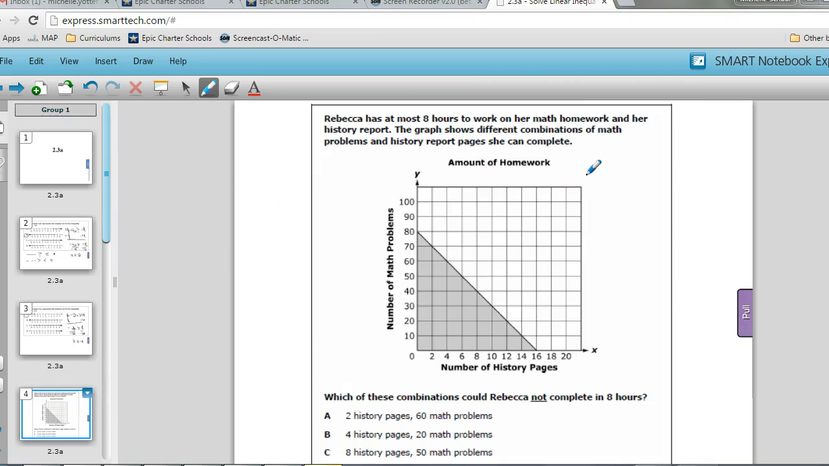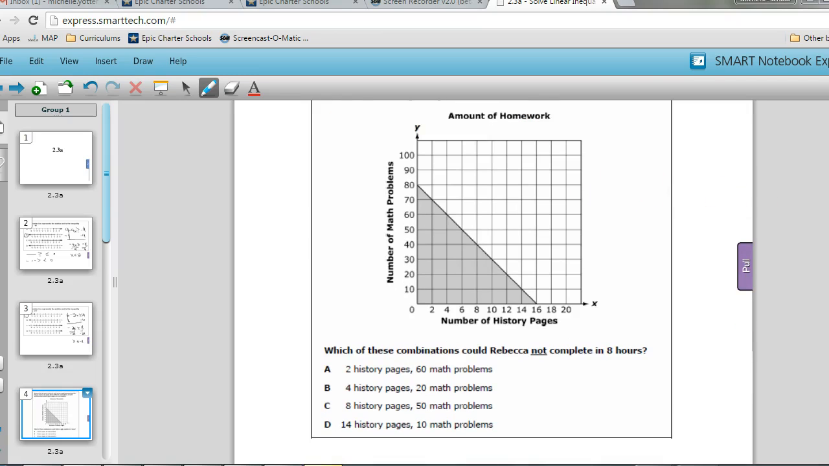Rebecca has at most 8 hours of work on her math homework and her history report. The graph shows different combinations of math problems and history reports she can complete. Which of these can she not complete in 8 hours? The biggest thing to understand here, since it's a solid line, the answer can be on the solid line and it can be in the graph, the gray area. So when you talk about inequalities, if it's a solid line, the answer can be there, and then if it's shaded, the answers can be there as well.